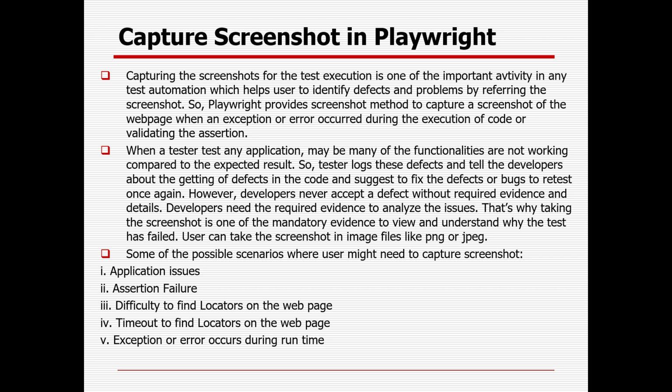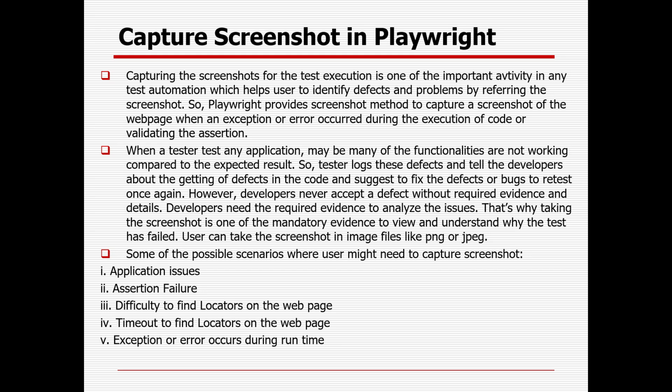When a tester tests any application, many of the functionalities may not work as expected. The tester logs this defect, tells developers about it, and suggests fixing the defect or bug so it can be retested. However, a developer never accepts a defect without required evidence and details. Developers need evidence to analyze the issue, and that's why taking the screenshot is one of the mandatory pieces of evidence to understand why the test has failed.